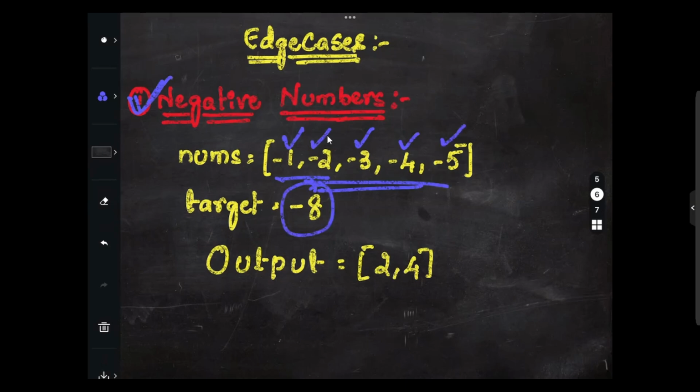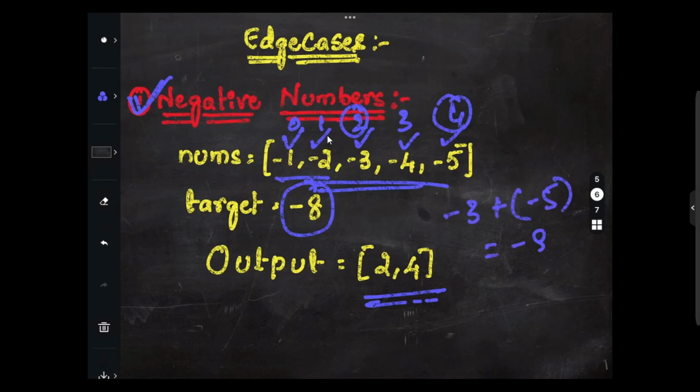The 0-based indices here are 0, 1, 2, 3, 4. You can clearly see that index 2 and index 4 sum up to -8, that is, -3 plus -5, which is -8. So the numbers -3 and -5, when we sum them up, lead to the target -8. We need to return the indices, which will be 2 and 4. So the output is 2, 4 in this case.